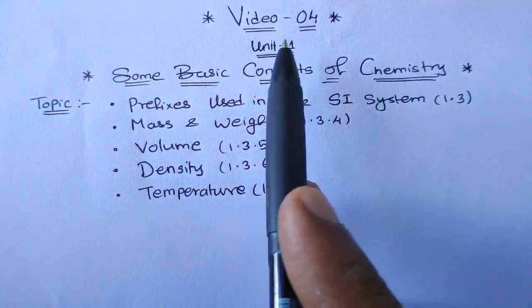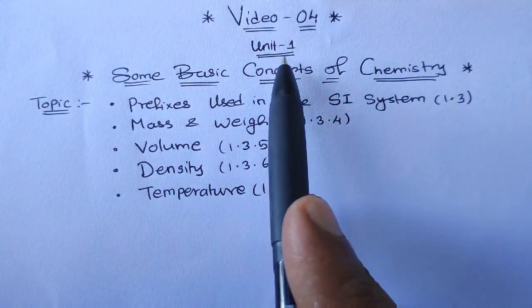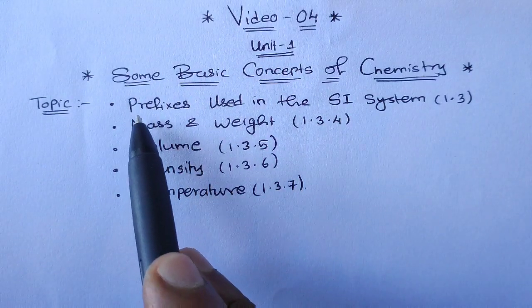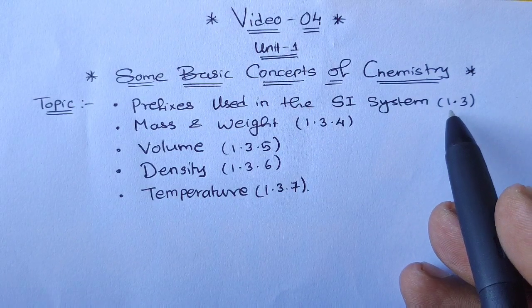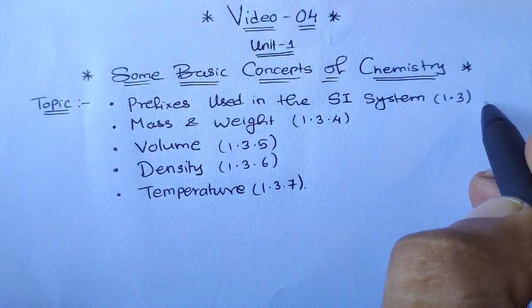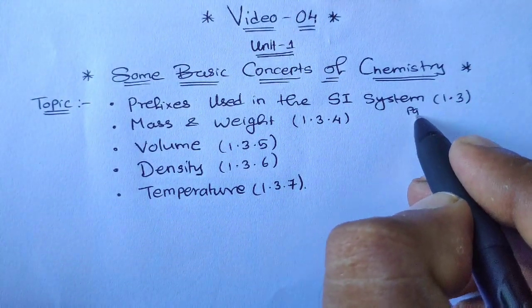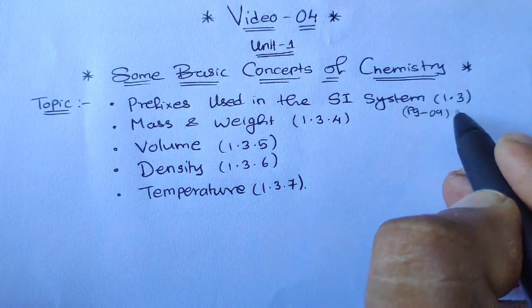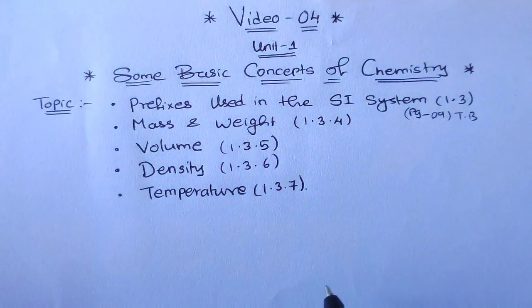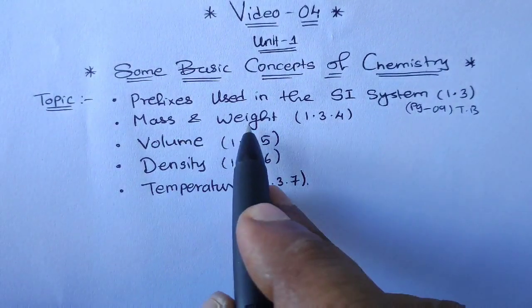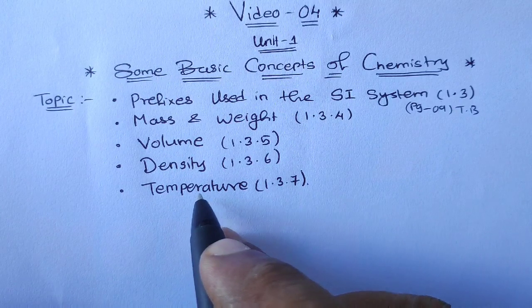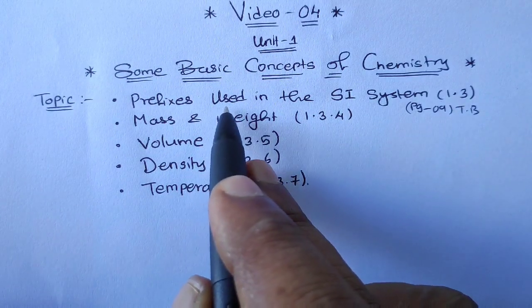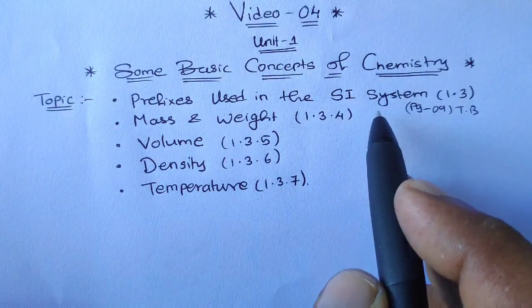Today in video 4 we are going to discuss topics like prefixes used in the SI system, that is topic 1.3. It is given on page 9 in your textbook. Clear? Then I will see mass and weight definitions, volume, density and temperature. Okay, so first we'll start with the prefixes used in the SI system.